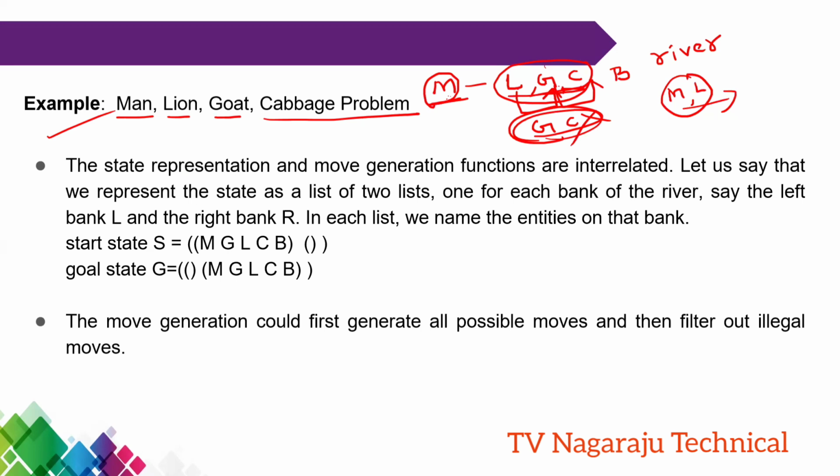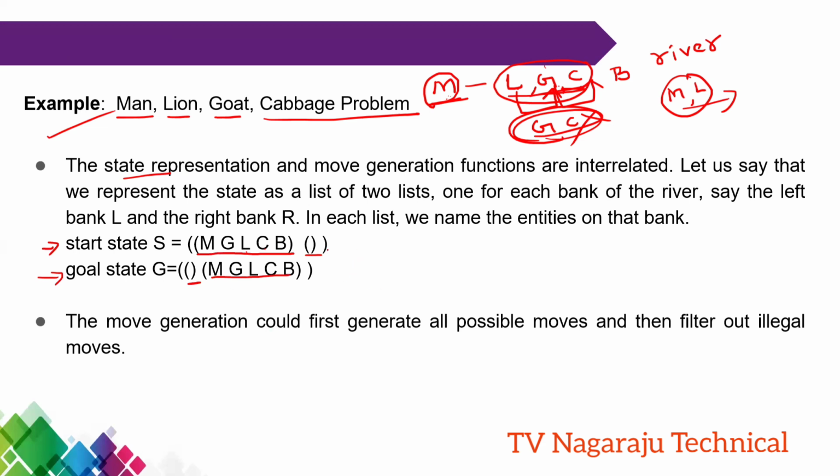By using generate and test. For this state representation, we are using two lists. For the basic approach, we are using two lists for representation. This is the start state, this is list 1, and this is list 2. In the start state, man, goat, lion, cabbage, and boat are on the left side. That is the left list, and the right is empty. And obviously, what is the goal state? The left side of the river is empty. All the entities are on the right side. Clear the point?